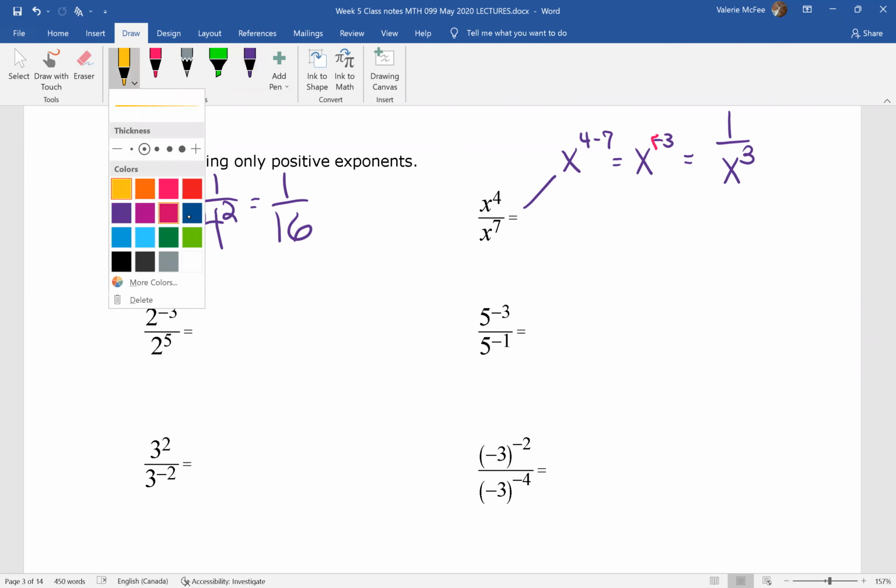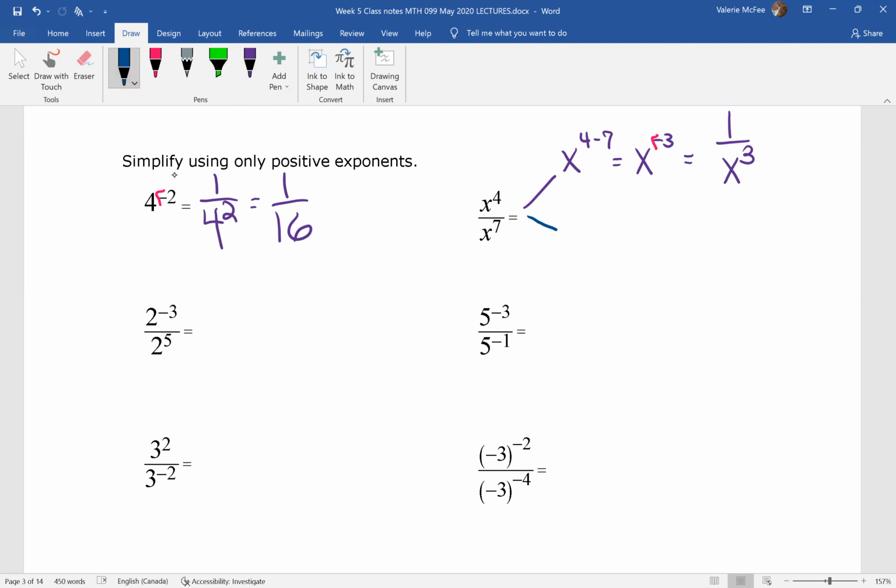A second way to think about this question is to think about the expanded multiplication. We can see, even before we write this all out, that there are more x's in the denominator. In fact, I hope you could see that there would be 3 x's left in the denominator.